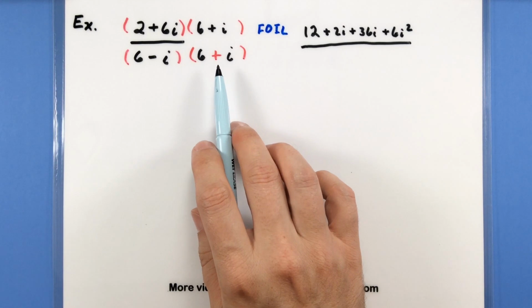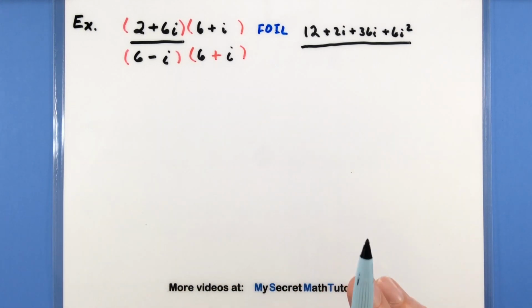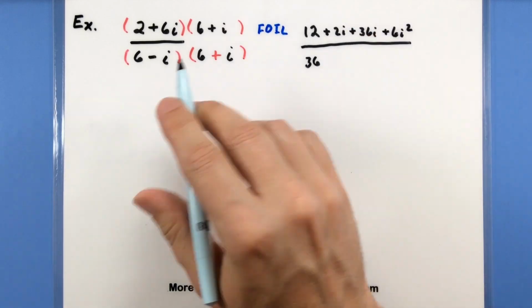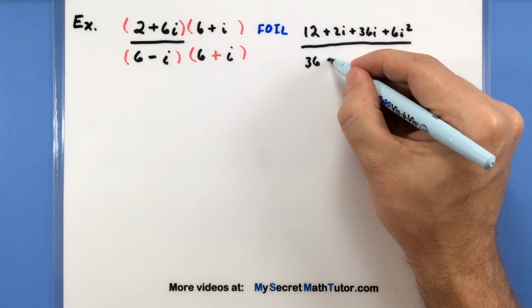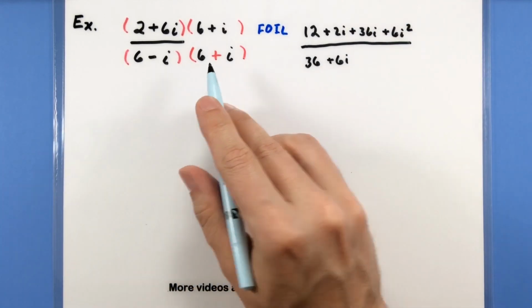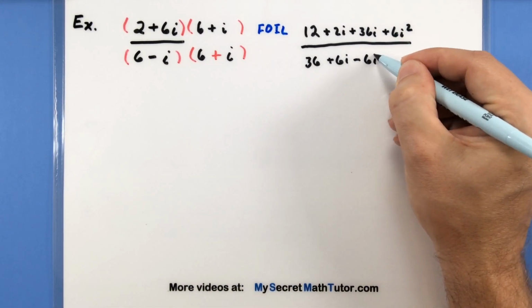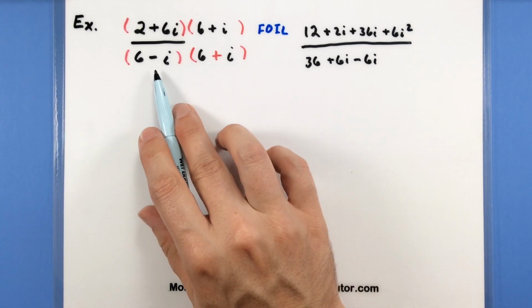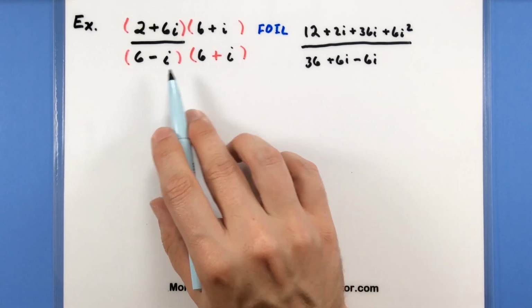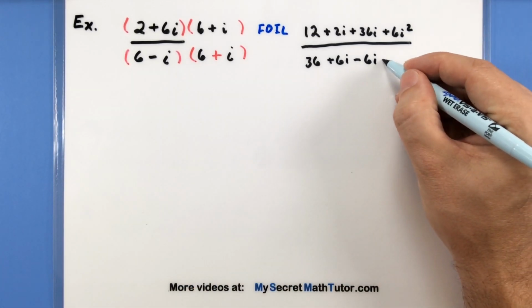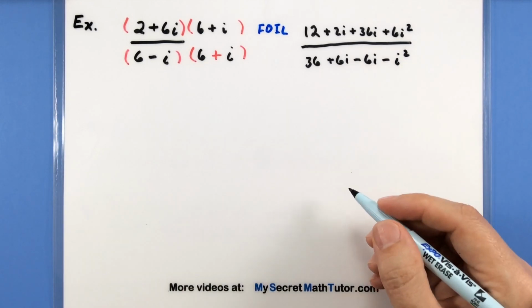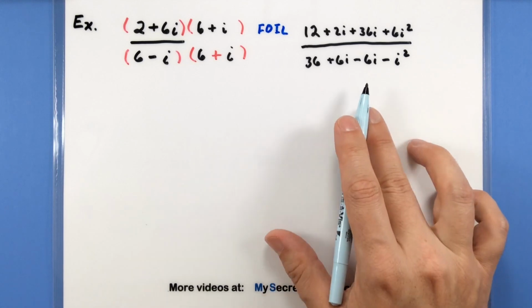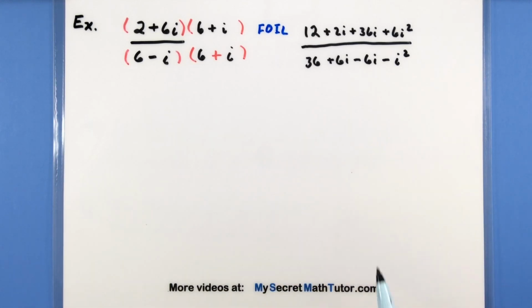Watch carefully why we're using the complex conjugate. It's going to simplify very nicely. So 6 times 6, there's 36. Outside will give us a positive 6i. Inside will give us a negative 6i. Kind of special. Plus 6i minus 6i. That's important. And our two last terms, we have a minus i times a plus i, so that's a minus i squared. All right, so it looks more complicated than what we started with, but now the key is taking this and simplifying it, making it even better.